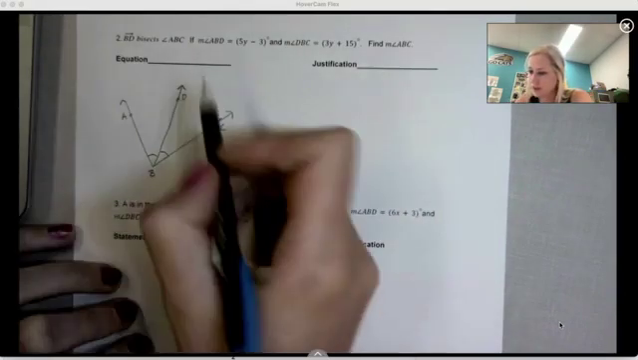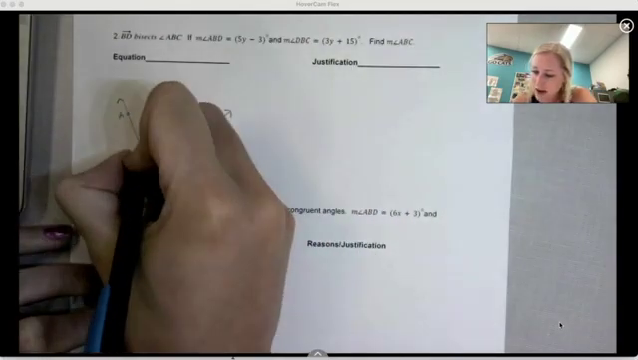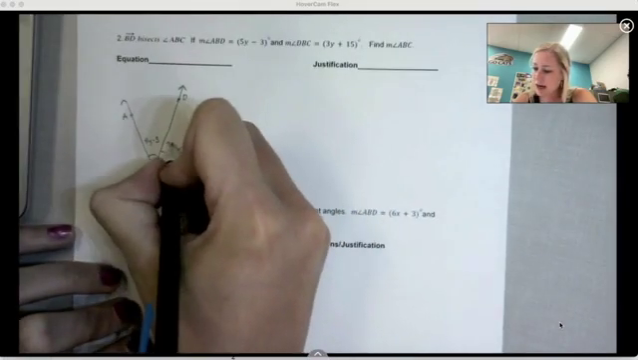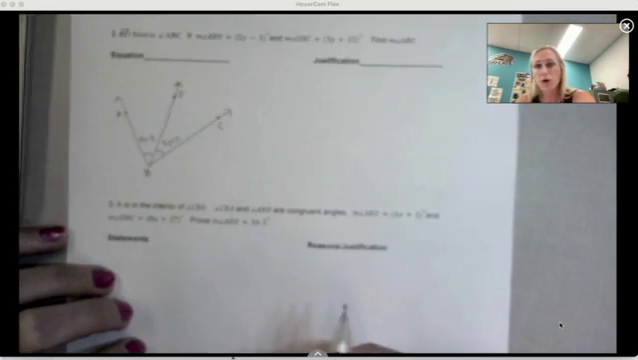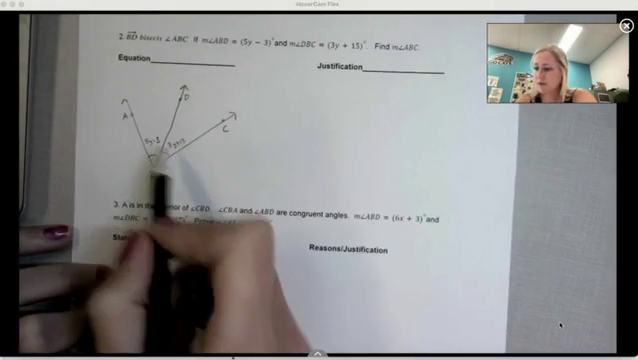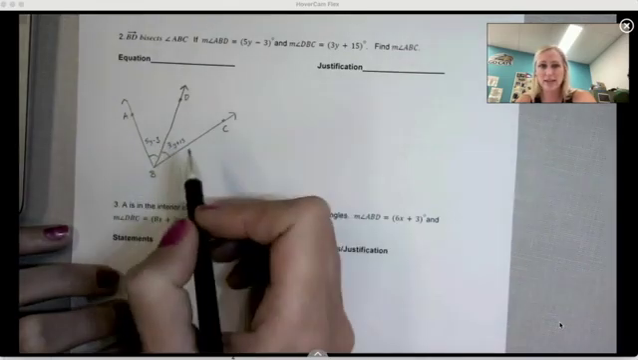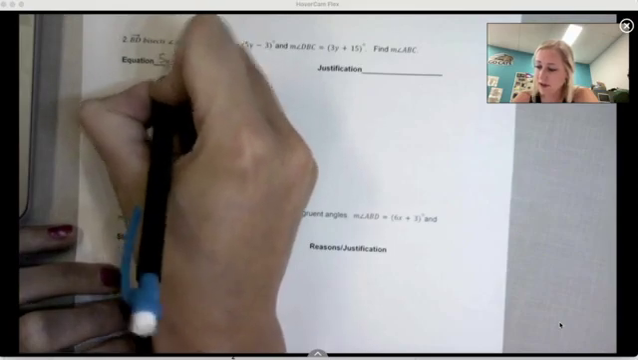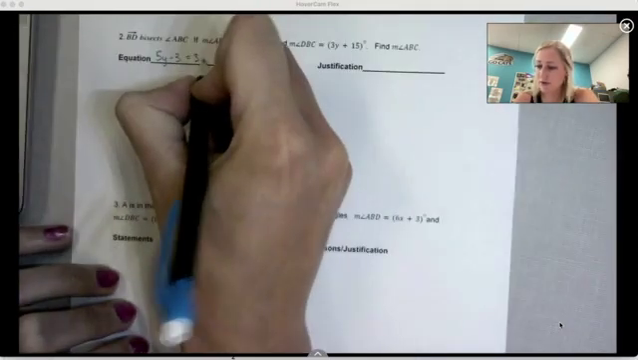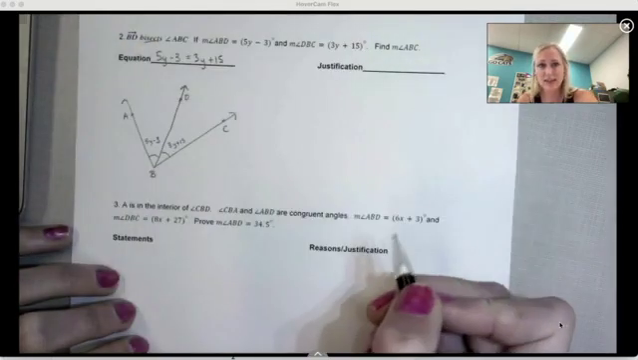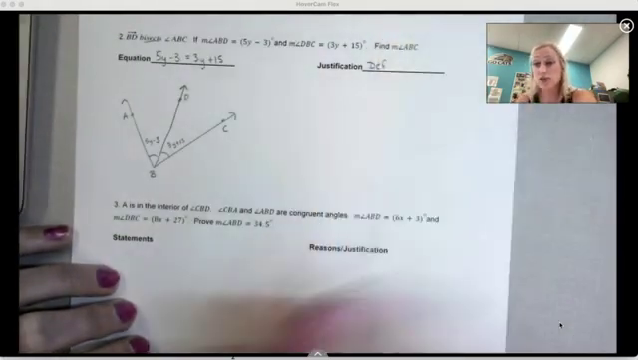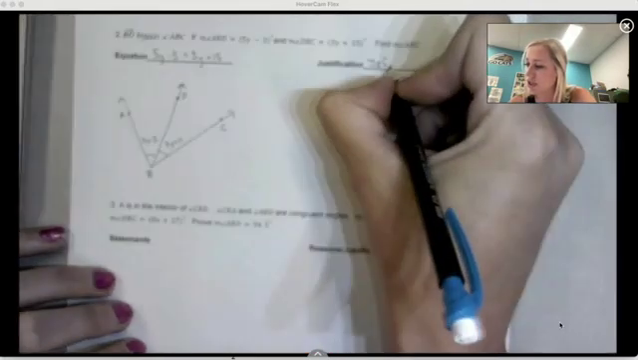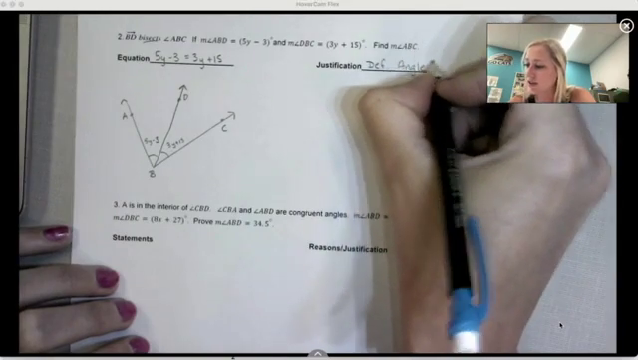Okay, so they're telling me the measure of ABD is 5y minus 3 degrees, and DBC is 3y plus 15. Okay, so I already stated I know those are equal. They want me to find the measure of ABC, but first I have to know what y is. So I'm going to set up an equation to find y. So I know this angle is equal to this angle, so I'm going to set that up as an equation. And the reason I know those are equal is because of that word bisect. So I'm going to say definition. You could just say definition of bisect. I'm going to be a little more specific. I know it's bisecting an angle, so I'm going to say definition of angle bisector.